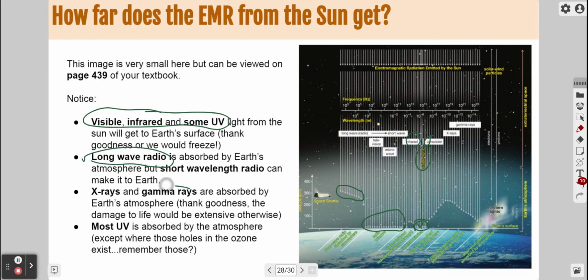X-rays and gamma rays are absorbed by Earth's atmosphere, which is good. Otherwise, there'd be a lot of damage because they are pretty high energy. And then most UV is absorbed by the atmosphere. Except remember, we've got some of those holes in the ozone. Remember those? And that's a bit of a problem. So more UV light is getting through, and we don't want that.